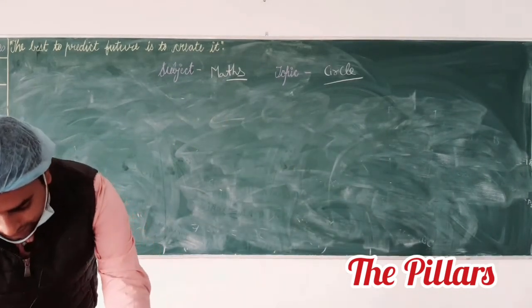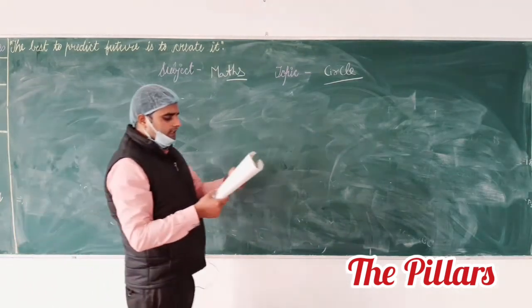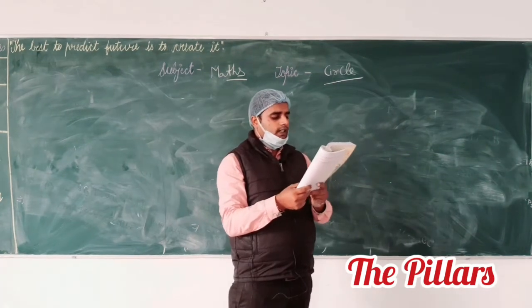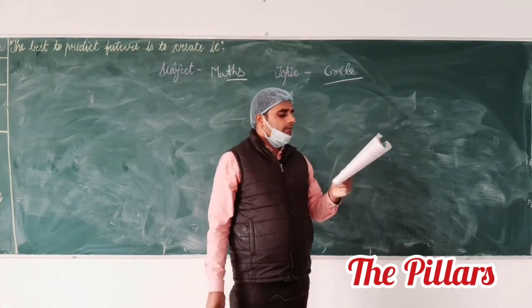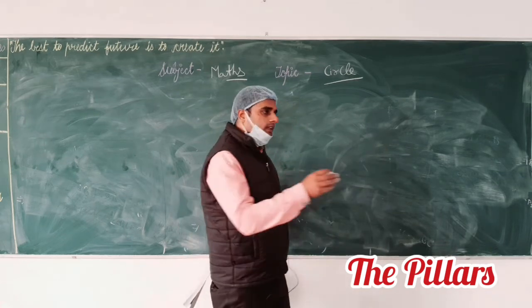Prove that the angle between two tangents drawn from an external point to a circle is supplementary to the angle subtended by the line segment joining the points of contact at the center. First I have to make the figure.